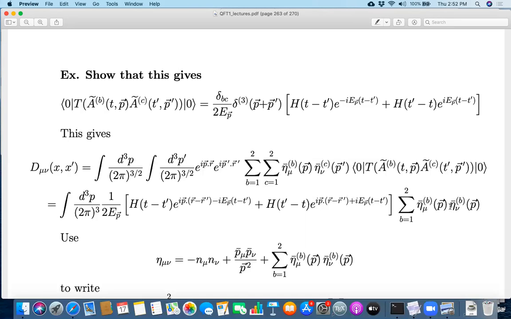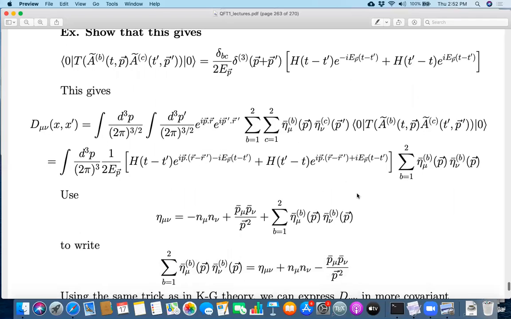Using that, we can write this as eta bar of P, and the C becomes B because of this delta BC. So eventually we get eta bar B, eta bar B. And the reason that I have taken care to write it this way is because now, using this relation, I can rewrite this in terms of eta mu nu, n mu n nu, and p bar mu p bar nu. So this one can be replaced by this.